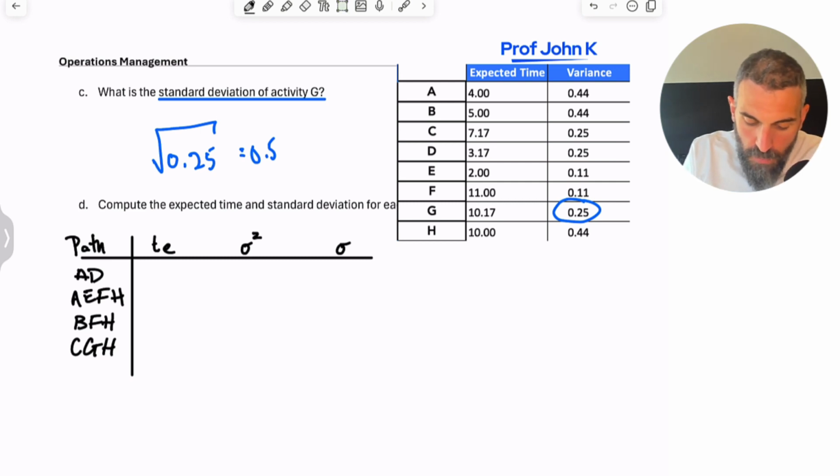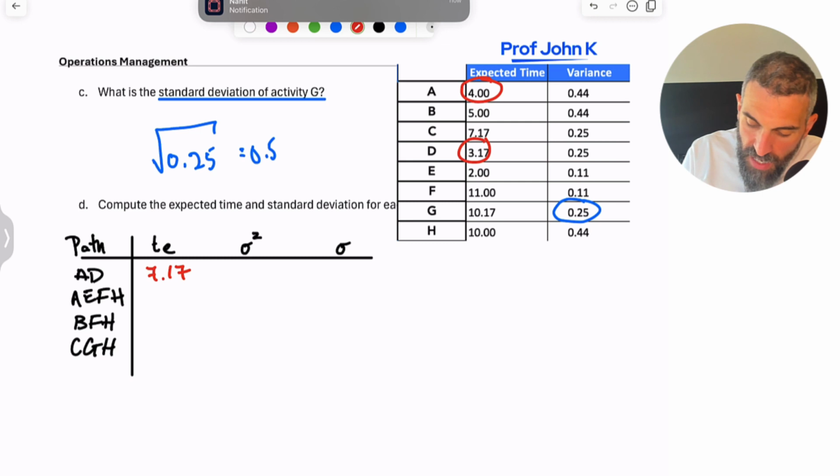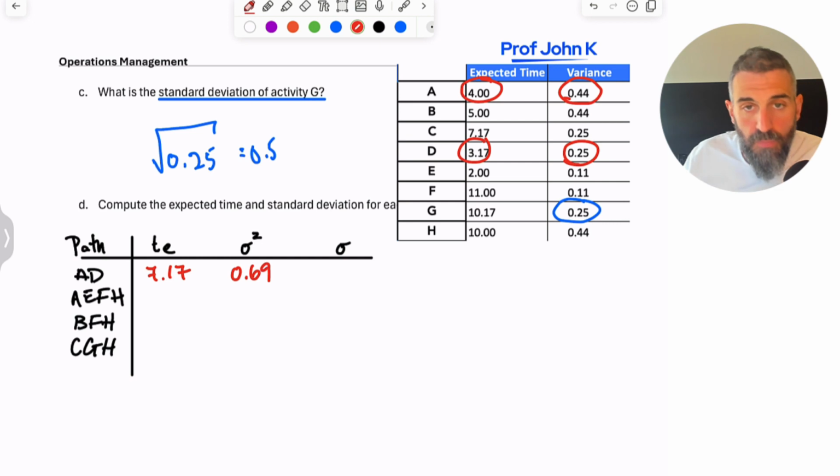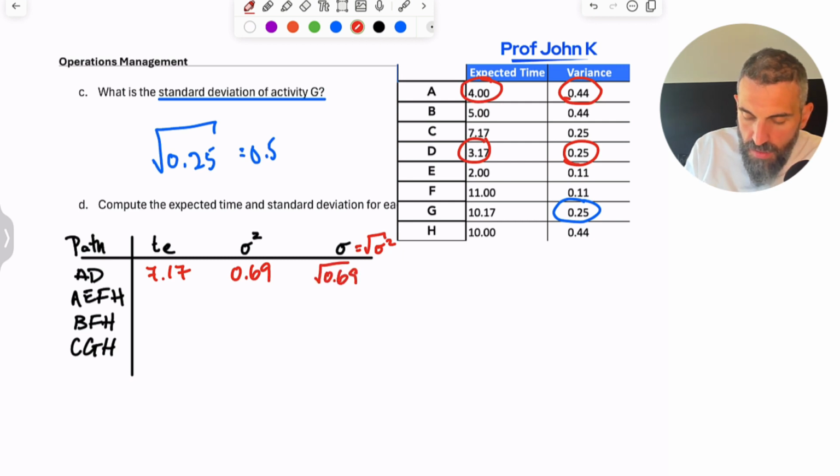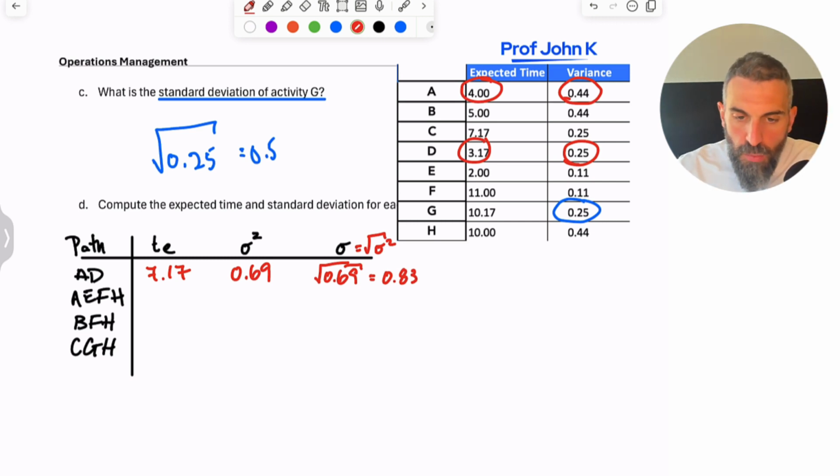Okay, so for AD, we're going to add up A and D. So that together would give us 7.17. And if we added up their variances, that would give us 0.69. The standard deviation is just the square root of the variance. So this would be the square root of 0.69, which should give you about 0.83. Again, depending on how you round it, maybe you're getting slightly different answers. I'm keeping about 2 decimal places here. Feel free to go more or to go based on what your specific teacher requires.